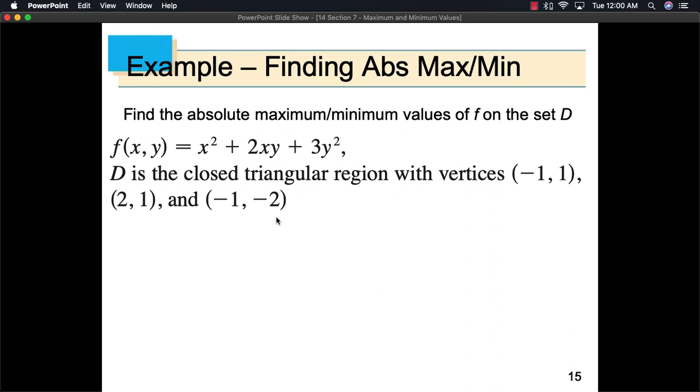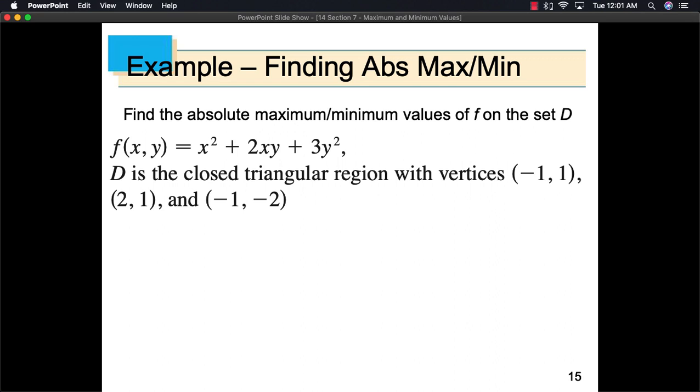So having said that, let's go ahead and take a look at this one. I'll give you a moment to go ahead and write down this example onto your student notes. We're going to look for the absolute maximum and minimum values of this function on the closed region, in this case a closed triangular region.